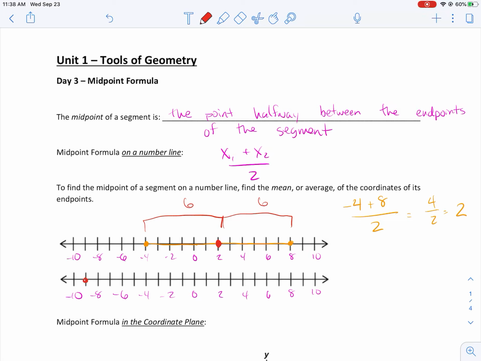Okay? So let's look at one that's got maybe an odd one. So we're going negative 9 and 6. So negative 9 plus 6 divided by 2. So we're going to get a negative 3 divided by 2, which is negative 1.5.